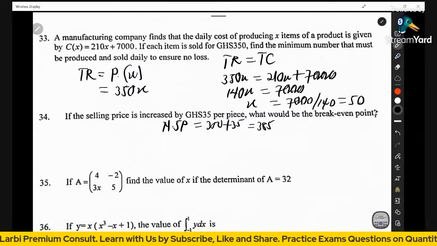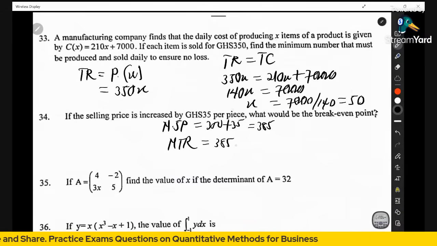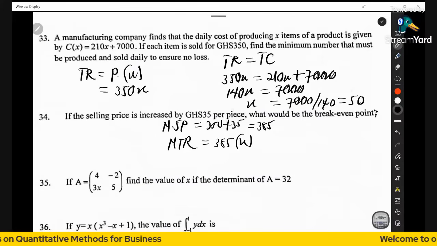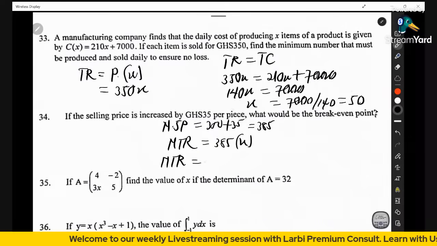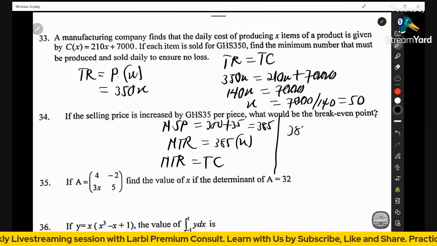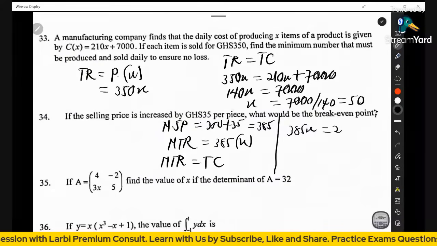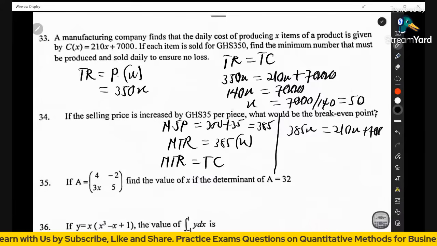So once you are getting 385, we can also find our new total revenue, which should be equal to the new selling price of 385 multiplying the output of X. So what will be the break-even? At the break-even point, our total cost should be equal to our total revenue. So in this case, our new total revenue should be equal to our total cost. So we say that 385x should be equal to 210x plus 7,000.